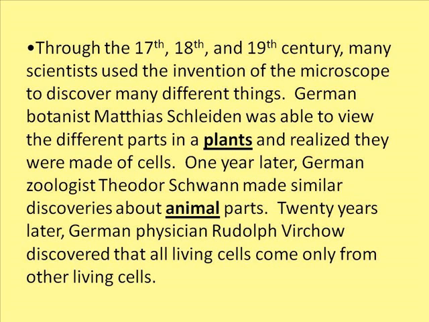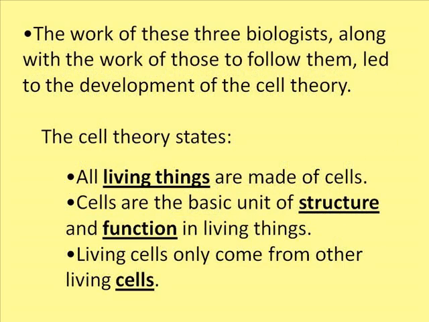About 20 years following that, there was a German physician named Rudolf Virchow. He came up with the idea that all living cells can only come from other living cells. So for something living to be, it had to come from something else that was also alive. Working together, along with some information and ideas from other scientists, they developed what was called the cell theory.